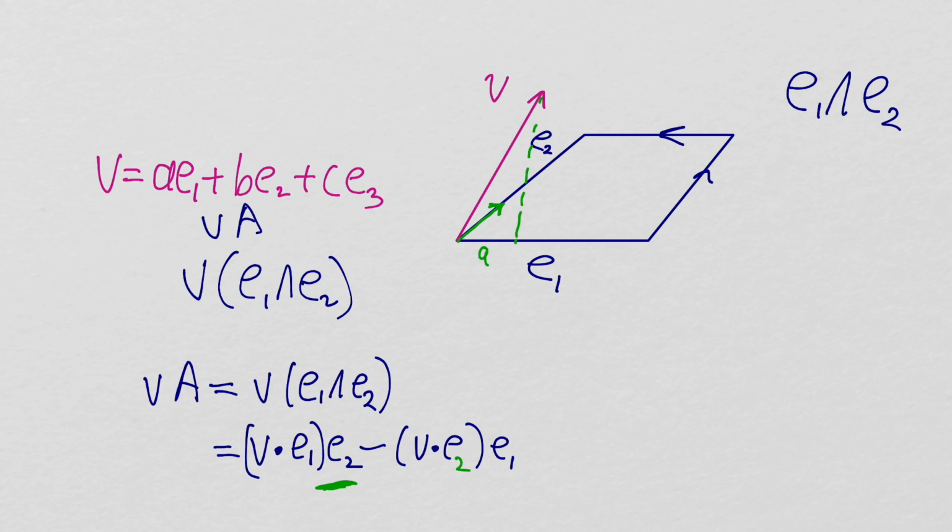And V dot E2, well, it's some other number, it's some projection on this axis here, right? But we projected actually minus on E1. So we project it onto E1 and then we get this minus sign. So we switch the sign. So we end up with an amount B over this way.